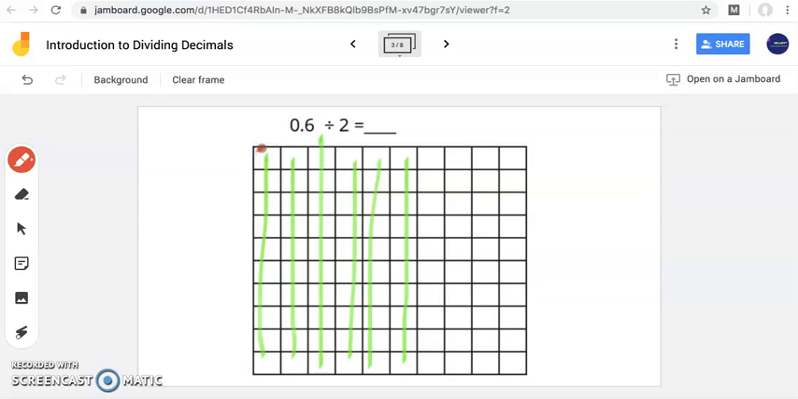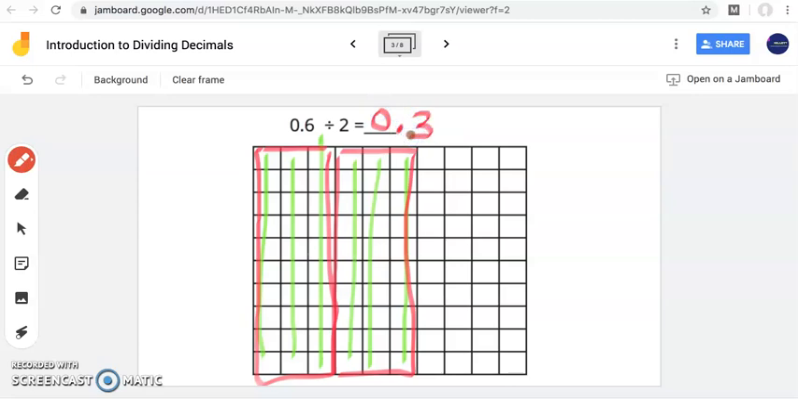I have 6/10 divided by 2, which is going to give me 3 in each of the 2 equal pieces. So let's see, 1/10, 2/10, and 3/10. And now I have 1/10, 2/10, and 3/10 again. Now notice I was able to break the entire 6/10, nothing's left over, into 2 equal pieces. Each piece has 3/10 in it. Therefore, the answer to my problem is 3/10.